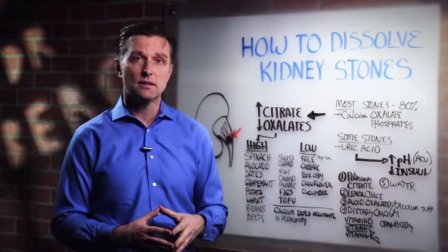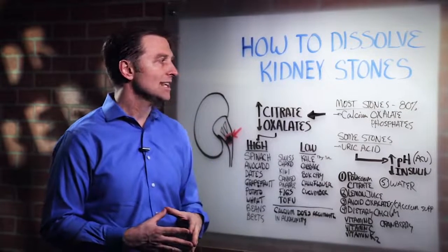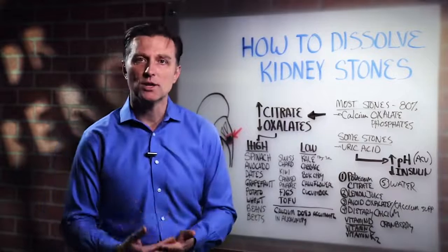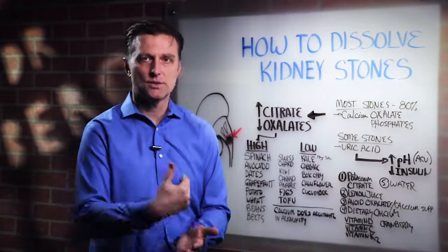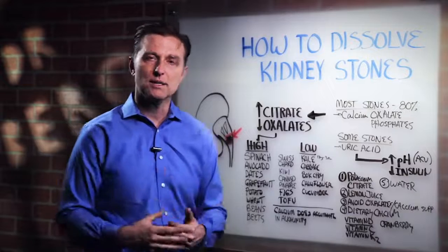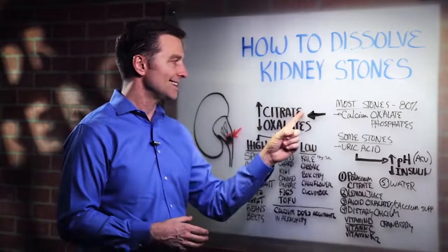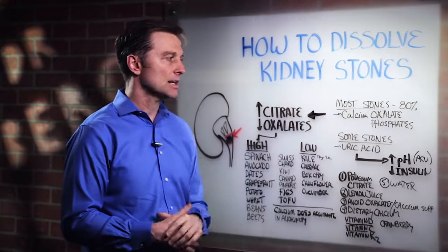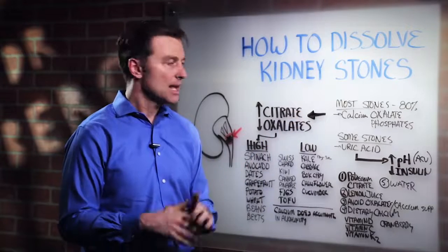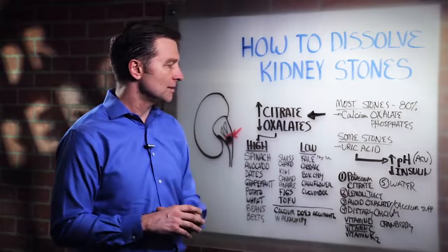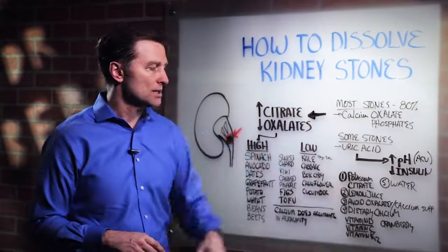Now, citrates actually help prevent the formation of stones and help dissolve stones. So the two mechanisms that you want to focus on are increasing citrates in the diet and decreasing oxalates. All right? So let's go through step one. Number one, you want to increase citrates.